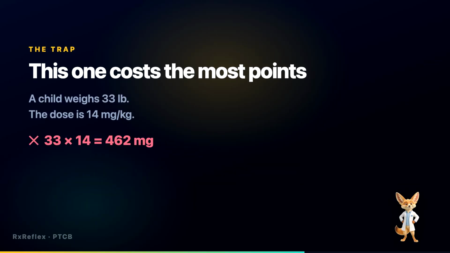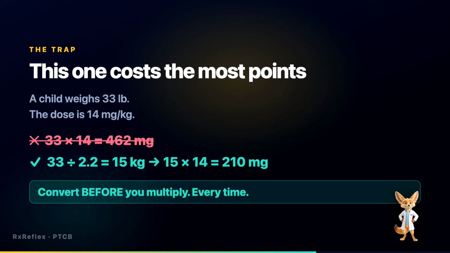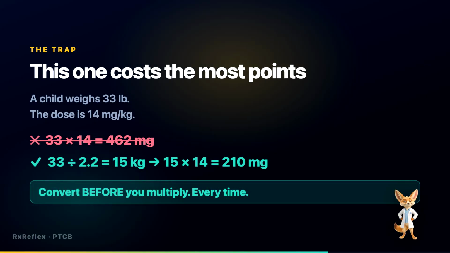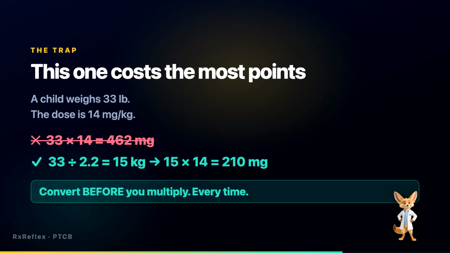Now the trap, and this is the part where most test takers lose points. A child weighs 33 pounds. The dose is 14 milligrams per kilogram. If you multiply 33 by 14, you get 462 milligrams, and that number will be sitting right there in the answer options. But 33 pounds is not 33 kilograms. Divide by 2.2 first. That gives you 15 kilograms. 15 times 14 is 210 milligrams. Convert before you multiply, every single time.